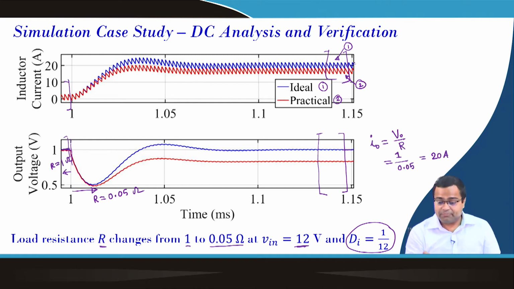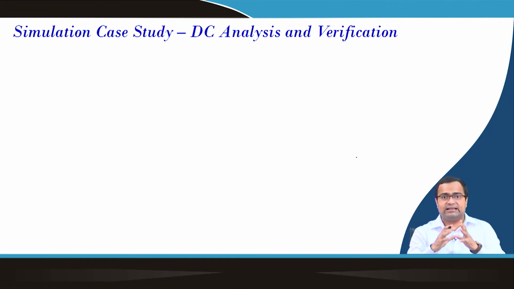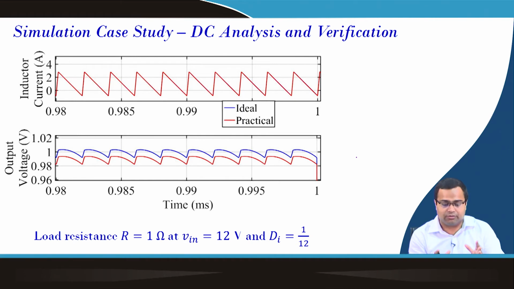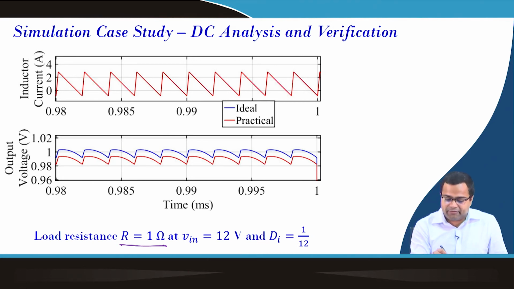But for a practical converter, it is much below. This is not 20 ampere, it is less than 20 ampere, and the output average voltage is much lower. How can we model this? We already did the DC analysis. So, now I am showing the zoom version of the condition where the resistance was 1 ohm. Under this condition, the average inductor current seems to be more or less the same, very close, but for the average output voltage there is a slight deviation.